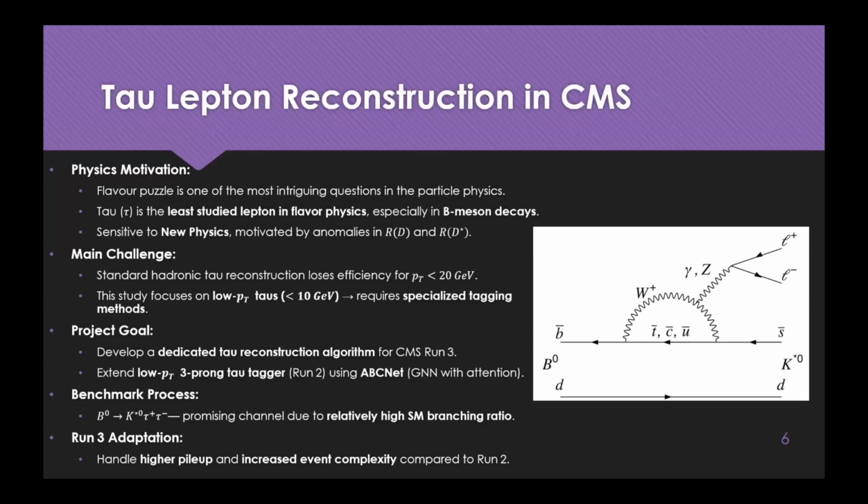Like what is my project goal? It is to develop a dedicated tau reconstruction algorithm for CMS Run 3 and an extended low pT 3-prong tau tagger using ABCNet. So in the LHC, there is a lot of information after collision, and we need to distinguish our decay from that amount of background.